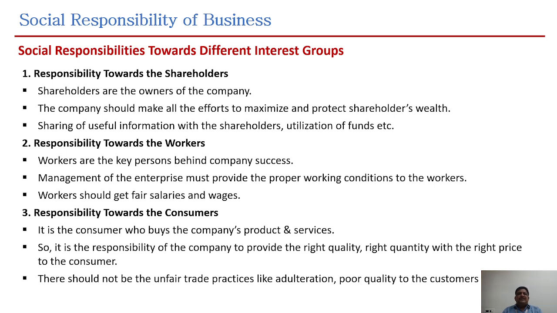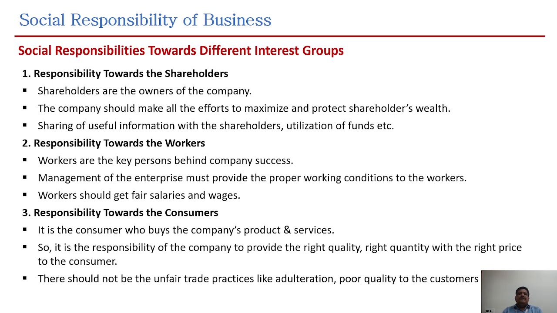Next is the responsibilities toward the workers. Workers are the key persons behind the company assets. So the management of the enterprise must provide proper working conditions to the workers, and workers should get fair salaries and wages. We have to give 100% to the workers. We have to take care of the workers in all manners so that they can give their 100% and we can improve our business. So this is the responsibility towards the workers.